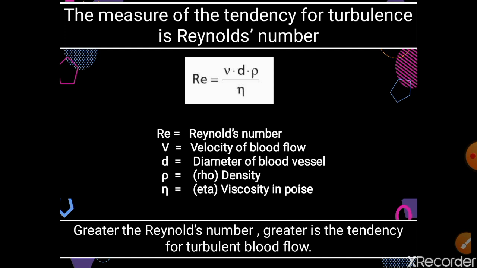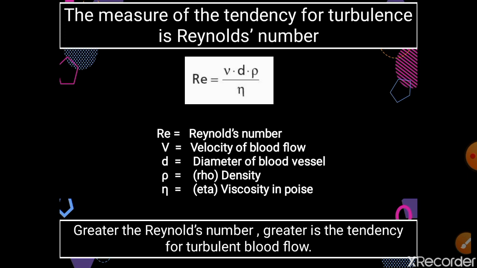As the viscosity of blood increases, the turbulence of blood flow decreases. To understand the effect of viscosity on turbulence, let's remember the definition of viscosity. Viscosity is the friction between the layers of a fluid. Viscosity is inversely proportional to turbulence.